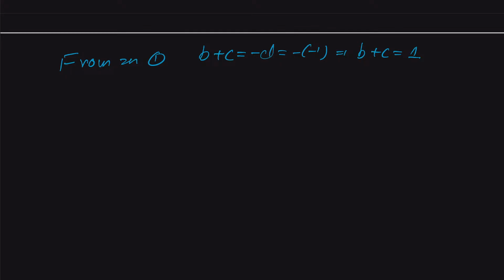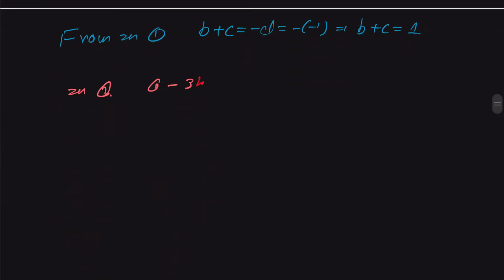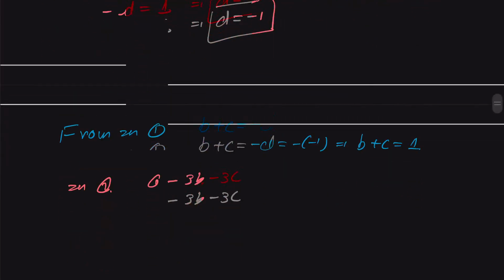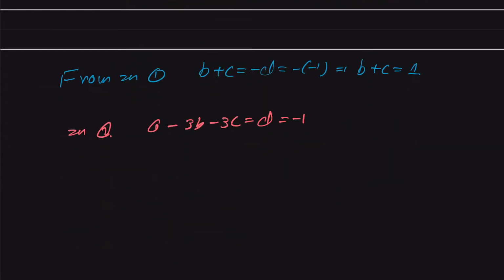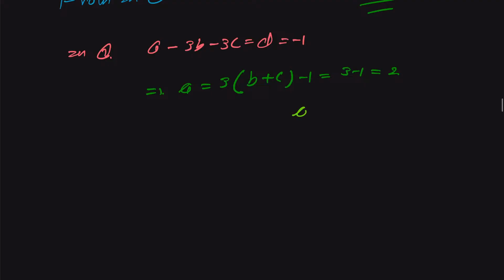Similarly, from equation 2 we get a minus 3b minus 3c is equal to d, which is equal to minus 1. And from here we can write that a is equal to 3, taking it as common, and this comes as b plus c, and this is equal to minus 1. We know that b plus c is equal to 1, so this comes as 3 minus 1, which is equal to 2. Okay, so we got that a is equal to 2.